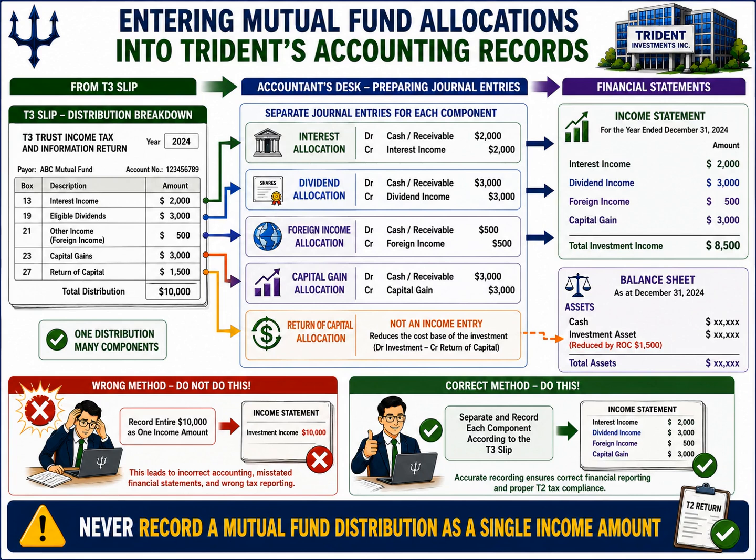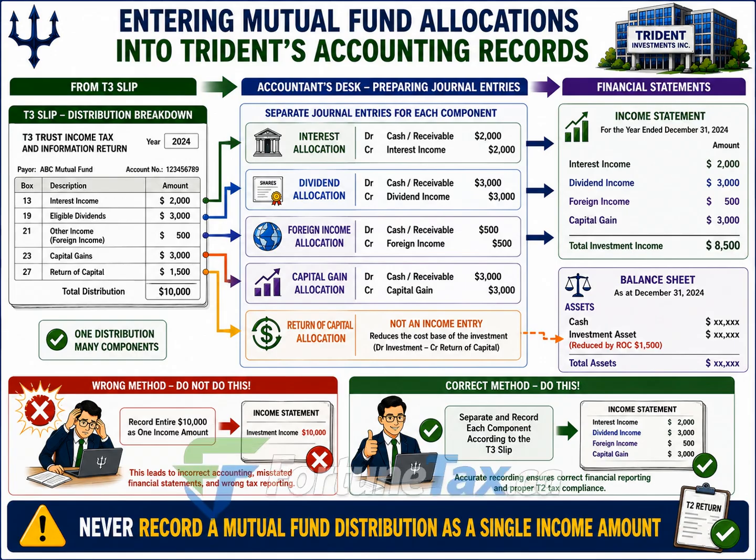Let's see why. On the left side of the slide, we have a T3 slip showing a total mutual fund distribution of $10,000. At first glance, it appears to be a single amount, but when we look closer, we can see that the distribution contains several different components. There is interest income, there are eligible dividends, there is foreign income, there are capital gains, and there is also return of capital. The accountant's job is to separate these components and record each one individually.